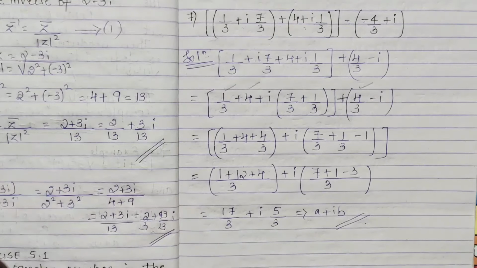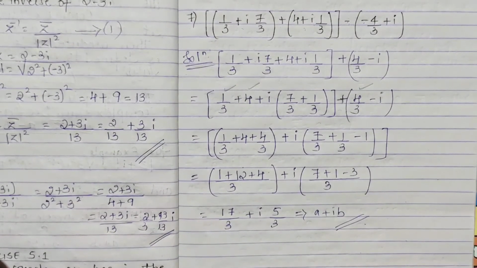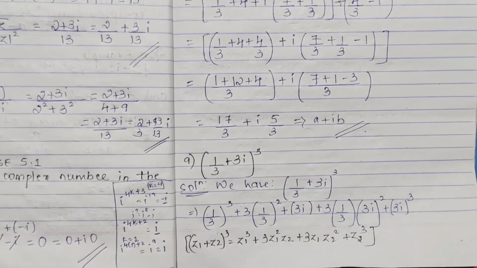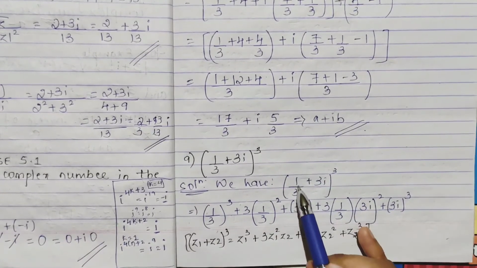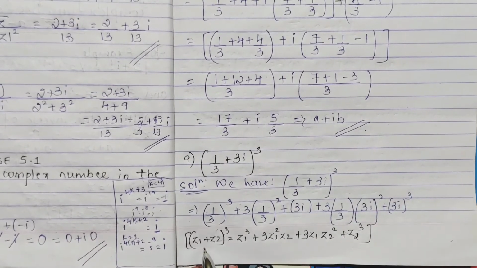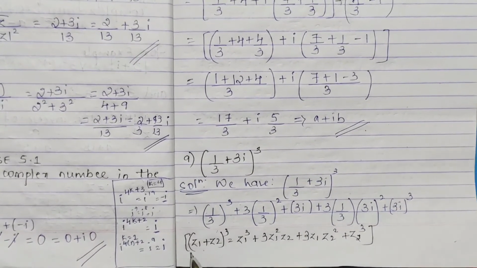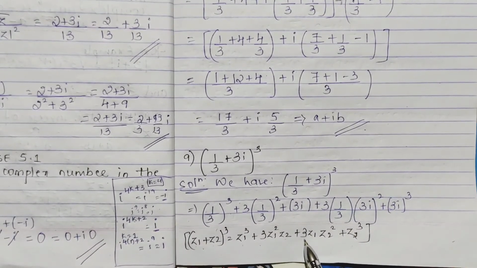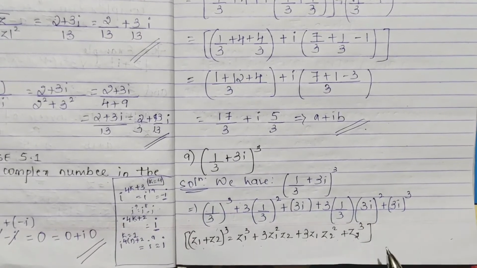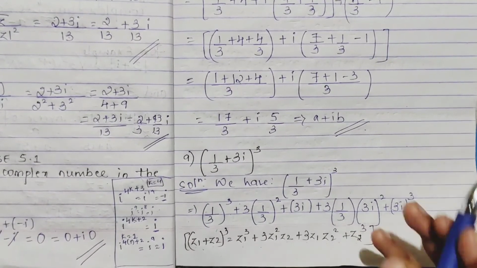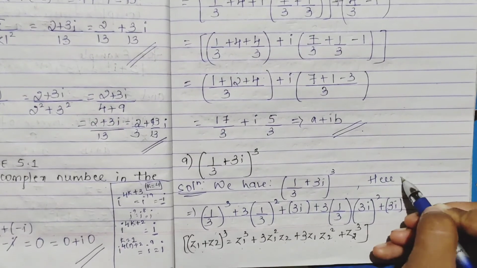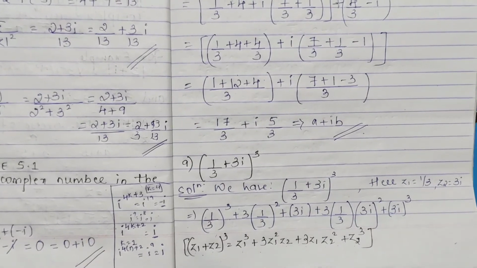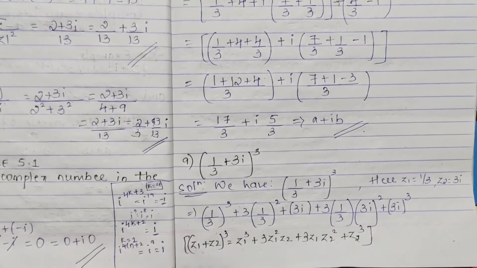Pause the video to note it down, students. Next, ninth one: (1/3 + 3i) whole cube, it is telling. This is all simple. Split using the whole cube identity. The complex identity which I have given you already: (z1 + z2) whole cube. Here z1 is 1/3 and z2 is 3i.